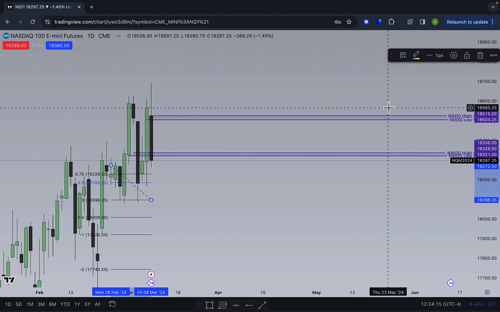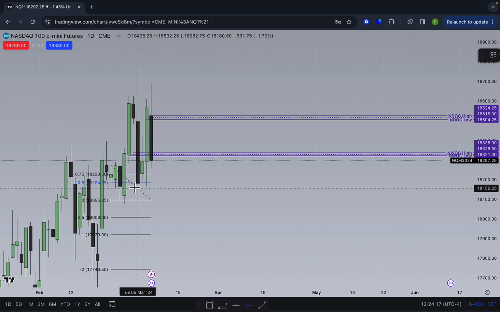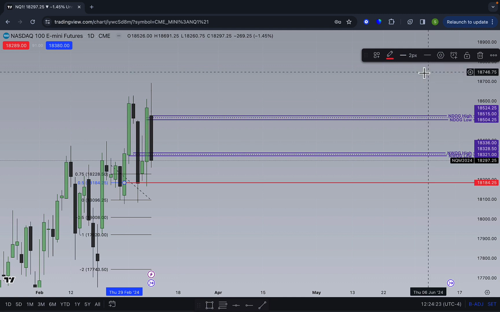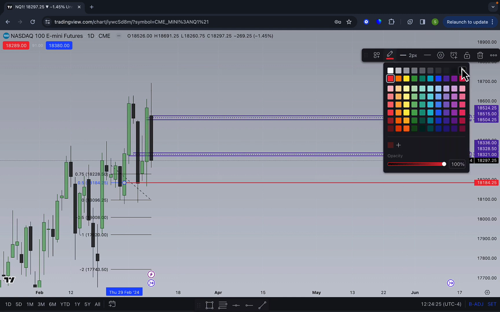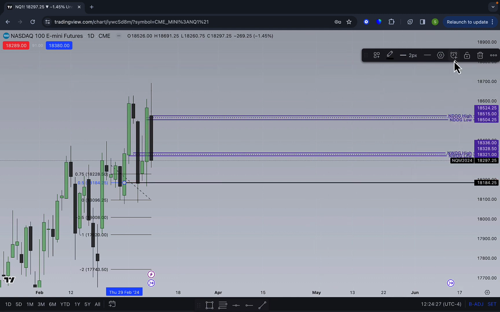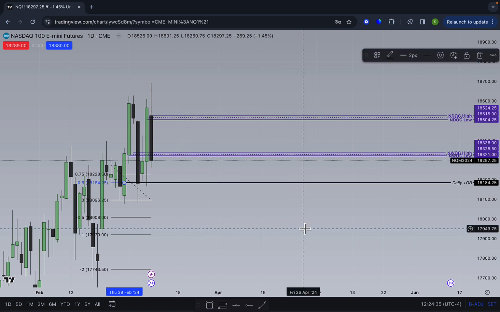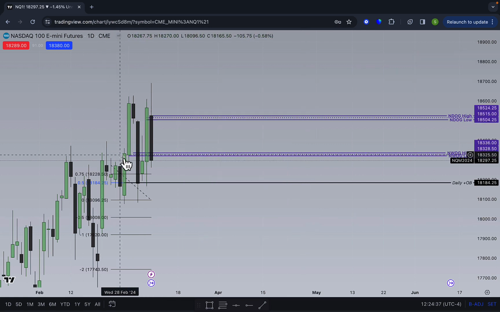So let's get rid of that. Well, actually, what we'll do is we'll just drop a line here. Not exact numbers, guys, this is just roundabout figures. You can do the work of that. We'll go ahead and label this daily order block. Okay, so that's the daily chart.